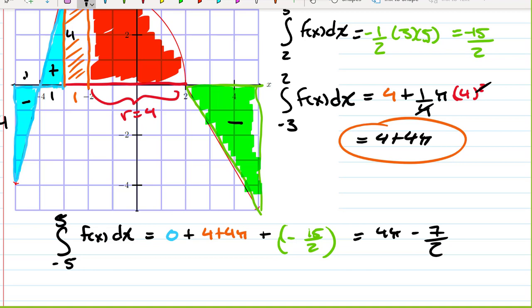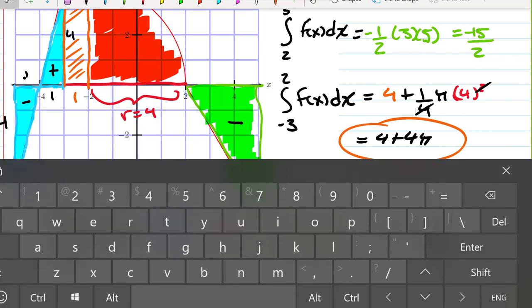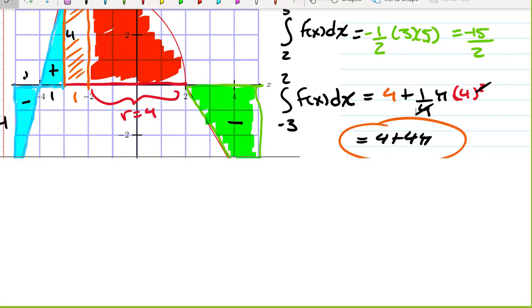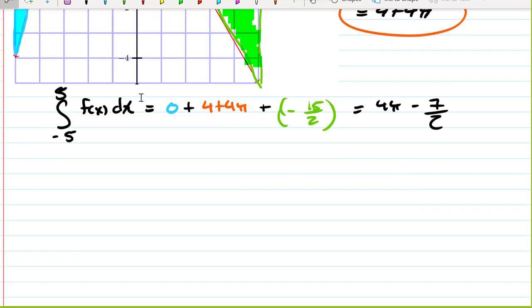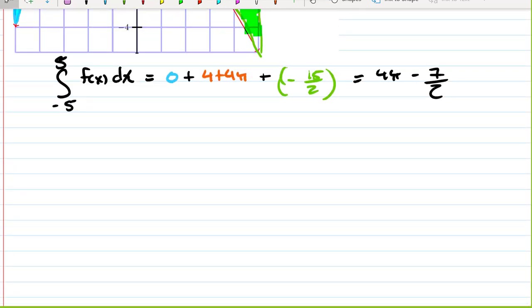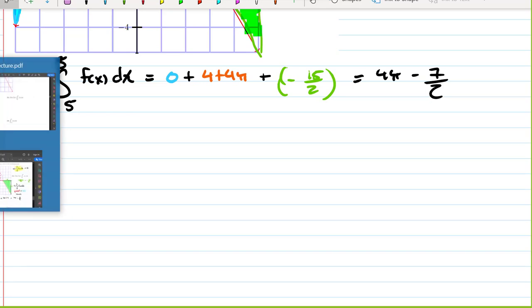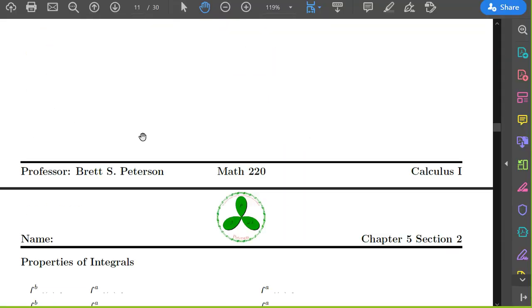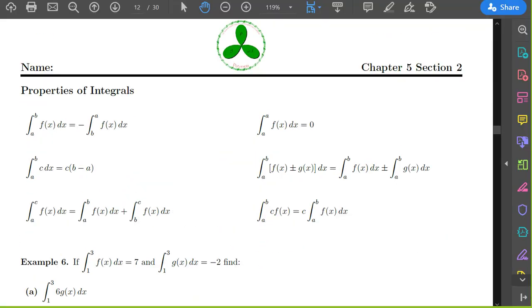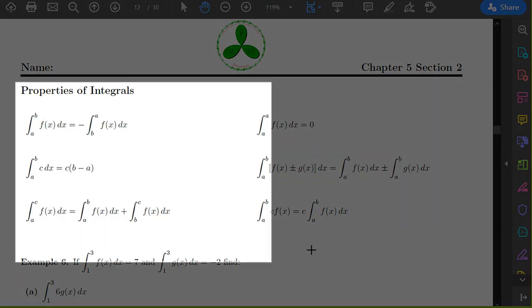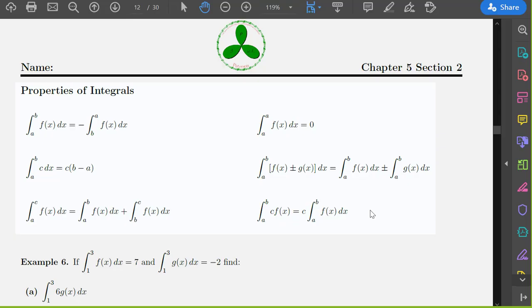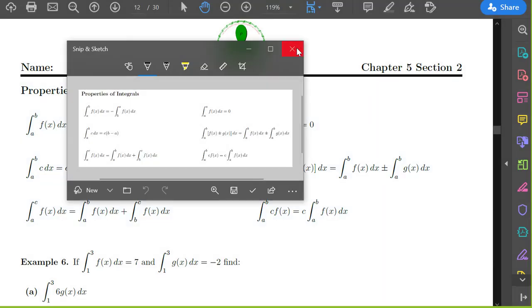And that actually leads into some of the properties that are listed next. So basically what this is telling us is that if we break up an integral into smaller parts, we can calculate those smaller parts independently. So let's take a look at some of our properties that are on the next page. So here are some of our properties of integration.